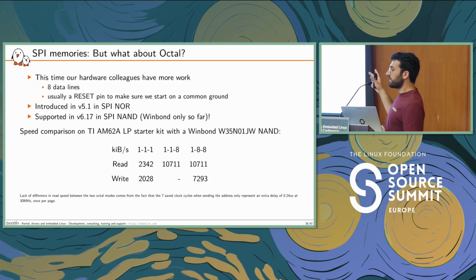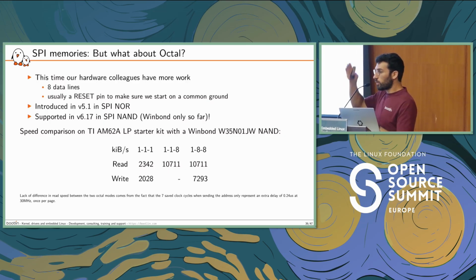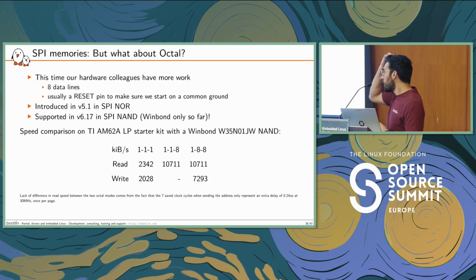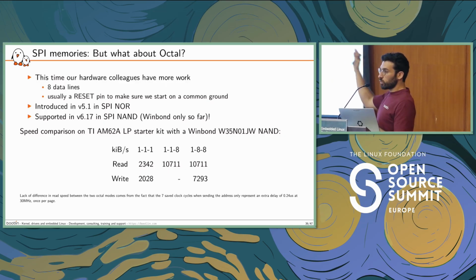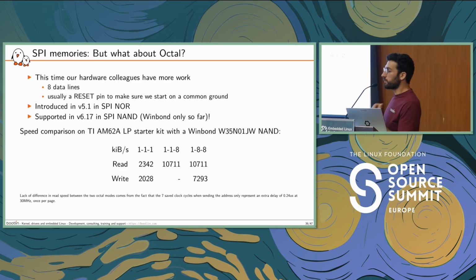118 and 188, those are the number of data lines used for the command, address and data cycles. 118 means we used 1 data line for the address, whereas we used 8 on the third column. The difference is so small that it's not even measurable with this benchmark.